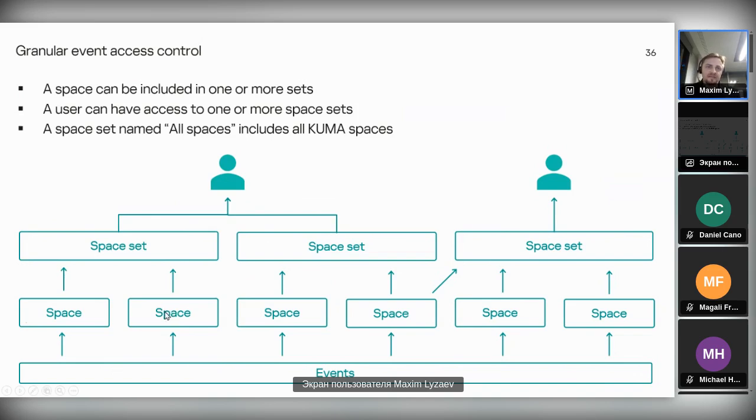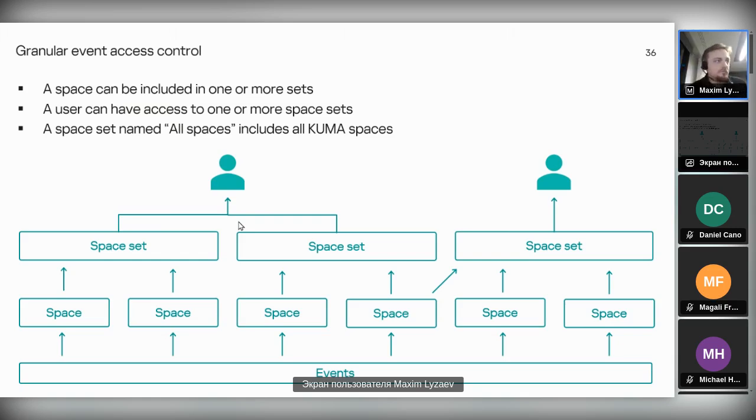Then you can add these spaces to space sets, and these space sets can be used for granting access to the events. Each space can belong to more than one space set. Each user can be associated with more than one space set. So it's a flexible structure, and that's how you can control access to your events.